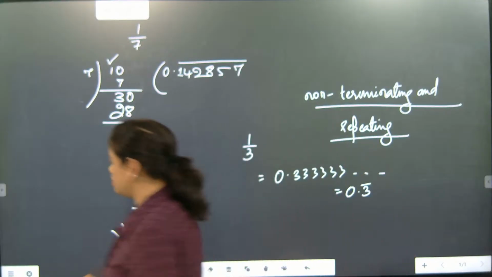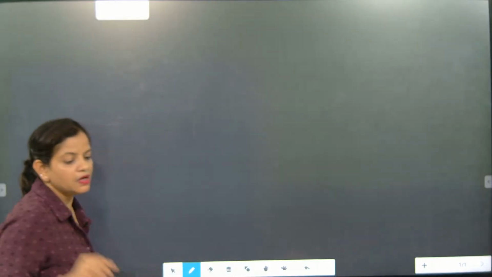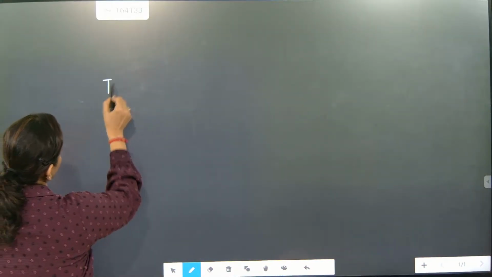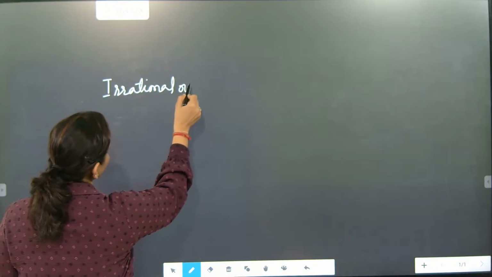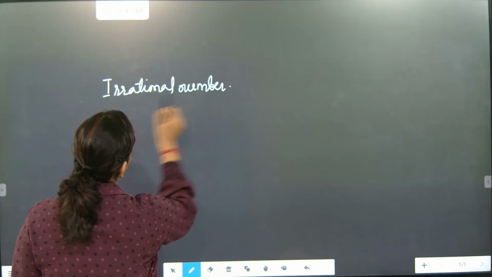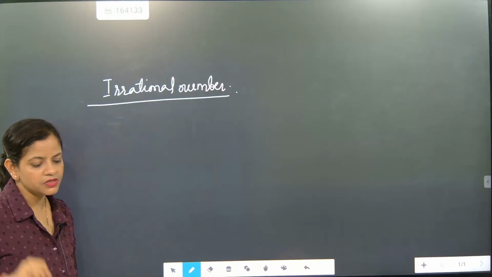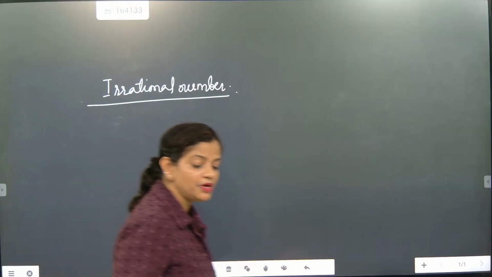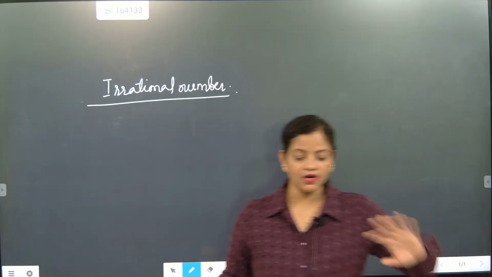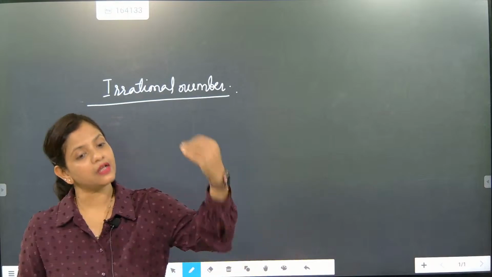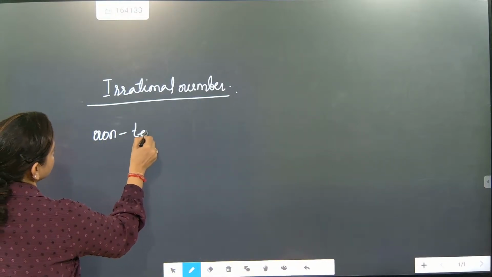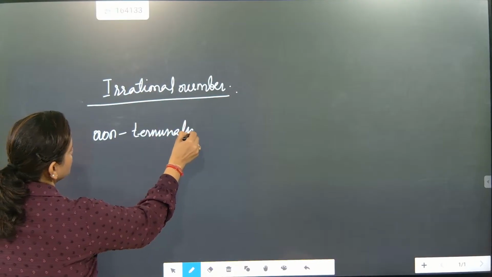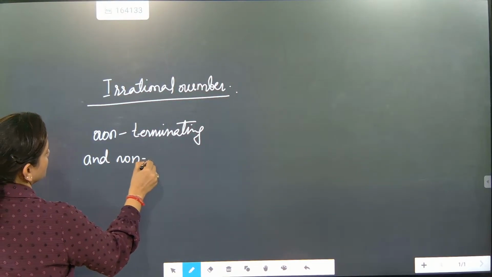Now I'm going to talk to you about irrational numbers. What is the basics of irrational numbers? So see, if somebody talks to you about an irrational number, how are we going to handle it? Irrational numbers are those numbers which are non-terminating and non-repeating. It will not repeat, and it will not terminate. Understood? So this is called non-terminating and non-repeating also.